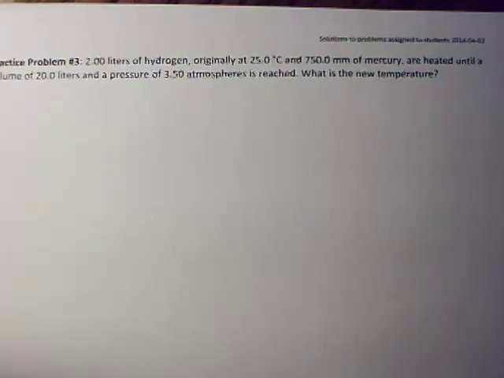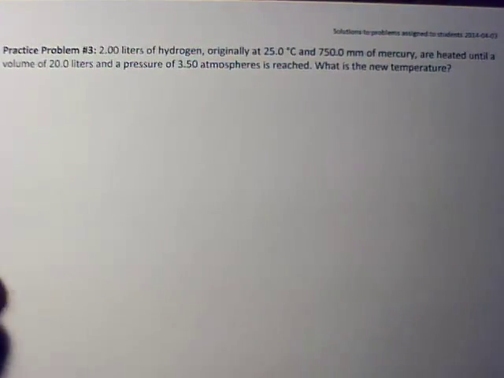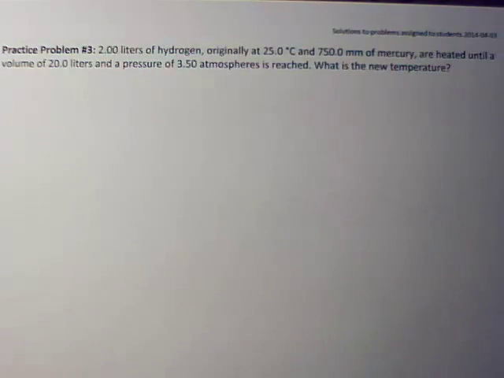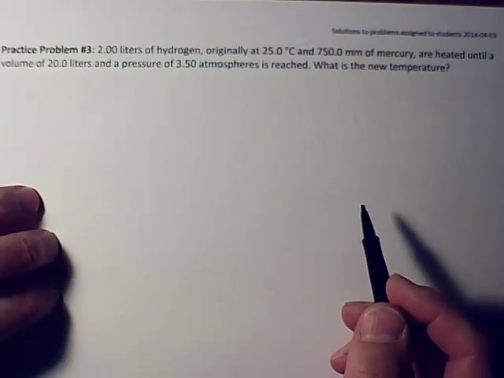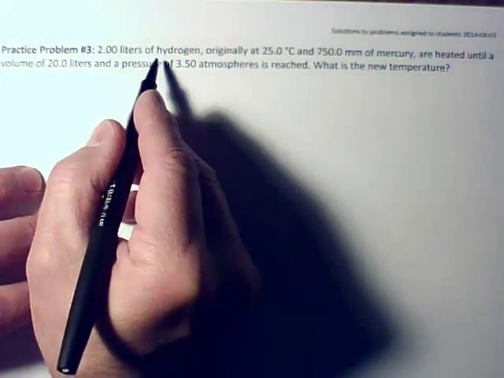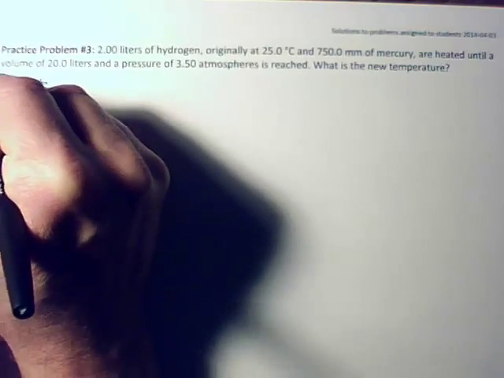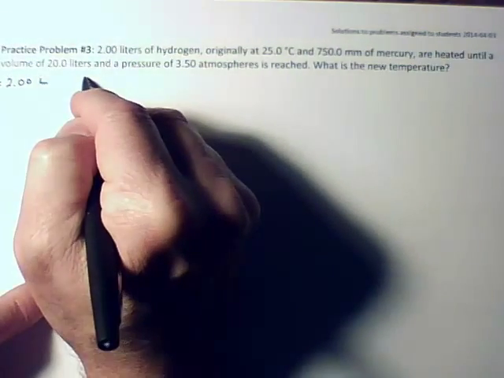If 2 liters of hydrogen, originally at 25.0 degrees C and 750.0 millimeters of mercury, are heated until a volume of 20.0 liters and a pressure of 3.50 atmospheres is reached, what is the new temperature? Alright, so we've got 2 liters of hydrogen, 2.00 liters, that's a volume. 25 degrees C, that's a temperature.